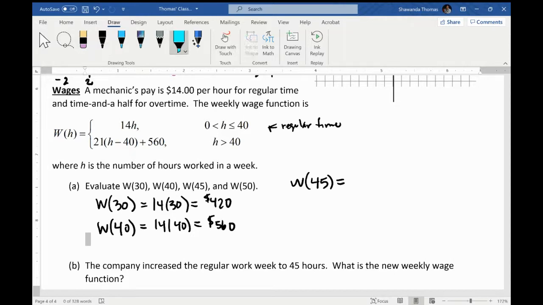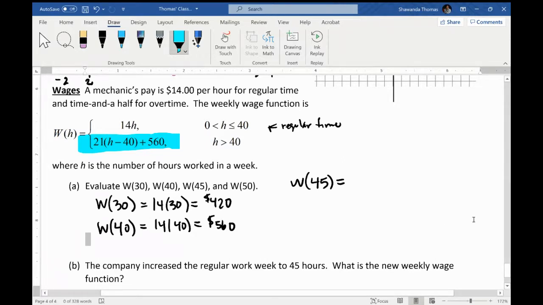Because it's greater than 40. Yep, this H is greater than 40. Our H for this one is 45. So we're going to plug into this piece. Very good. I'm going to give you like 2 minutes to work on it.